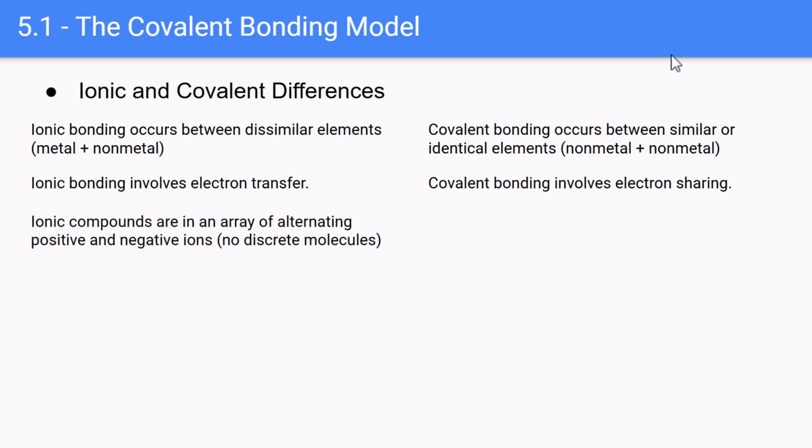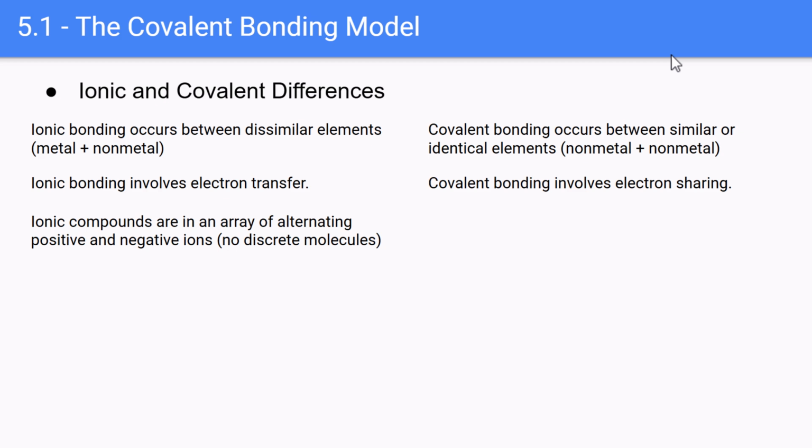Ionic compounds involve an array of alternating positive and negative ions. If you remember, that goes back to the lattice structure that we've talked about previously, where we have repeating positive and negative ions that maximize attraction and minimize repulsion. There are no discrete molecules. We do have this thing that's called a formula unit, where we take the atoms and look at the lowest whole number ratio, and that's how we describe it.